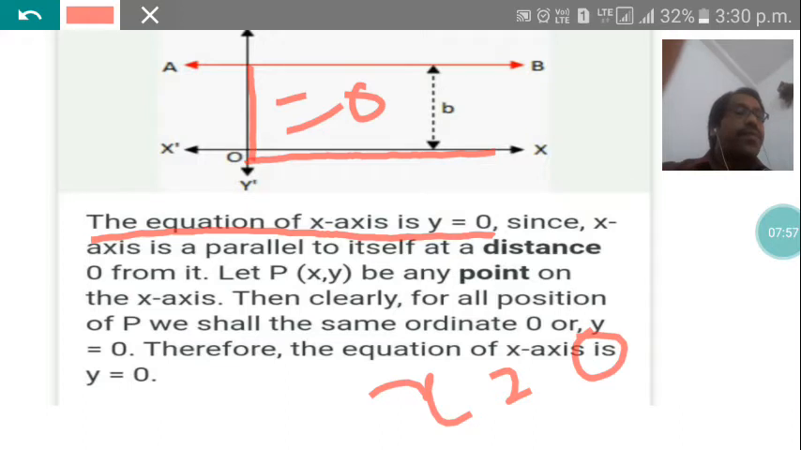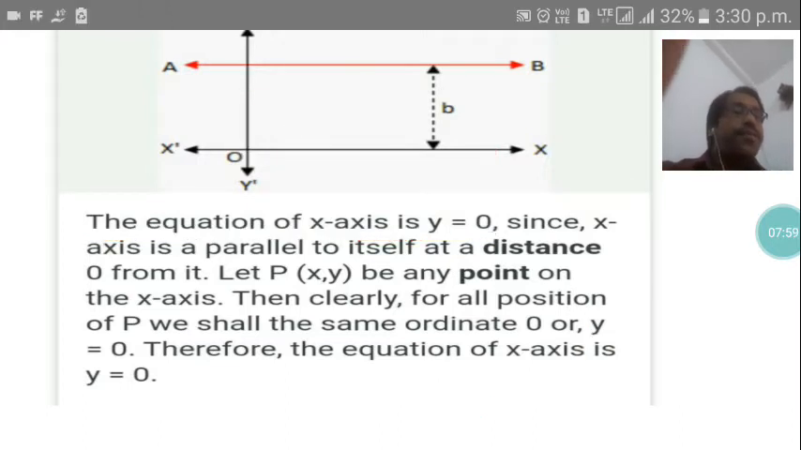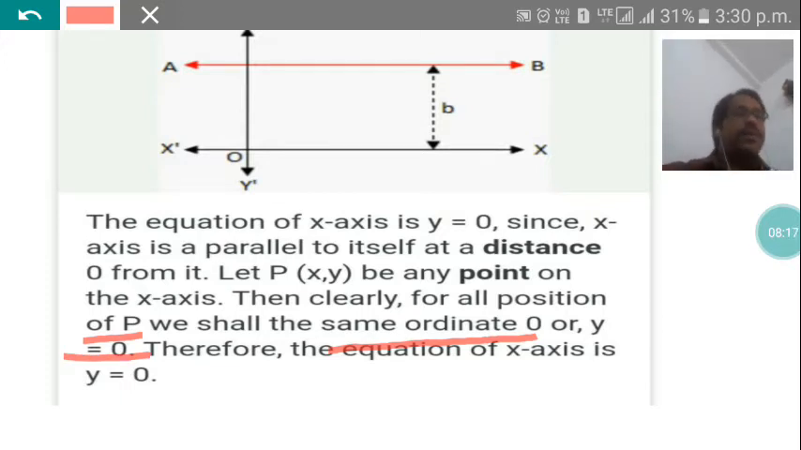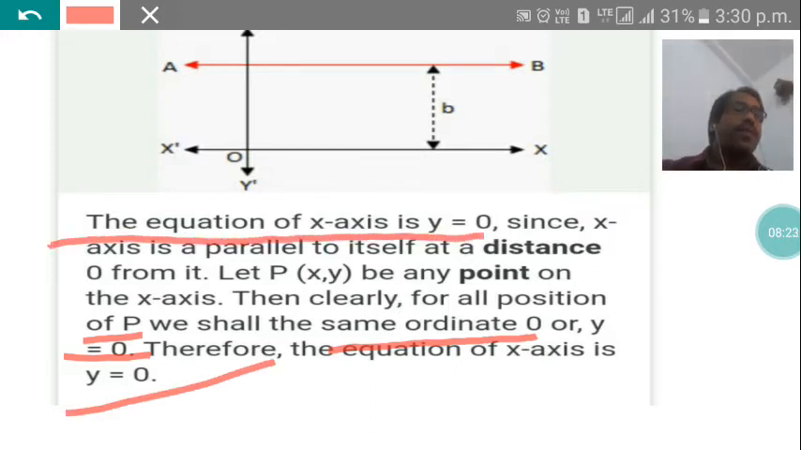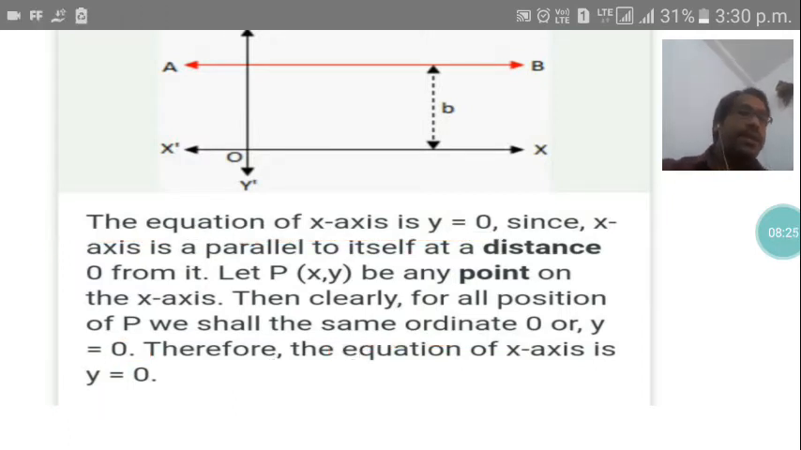See here what is given: P is any point on the x axis, then clearly for all positions of P, the same ordinate is 0, or y is equal to 0. Understood? So that is why y is equal to 0. This line is very important. Okay, now the next slide.